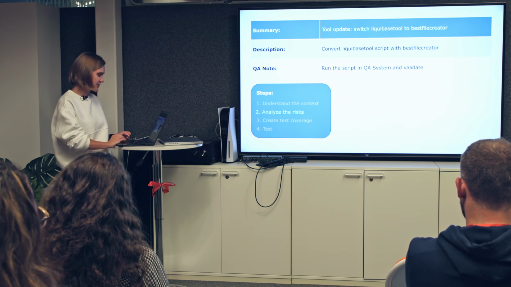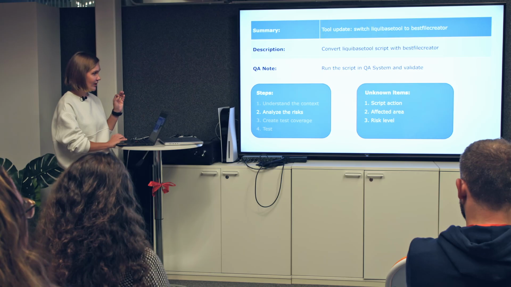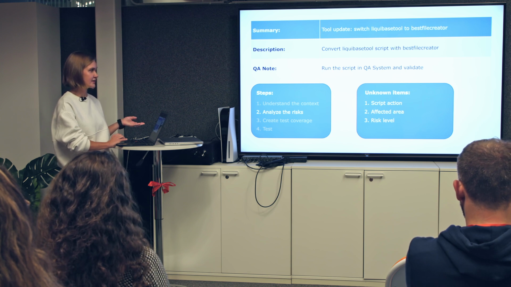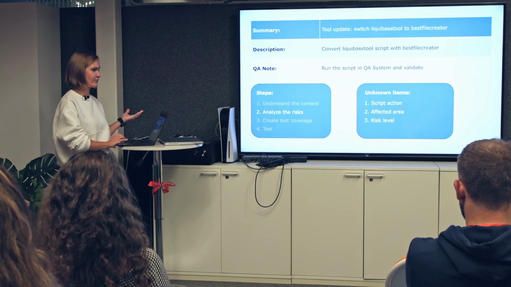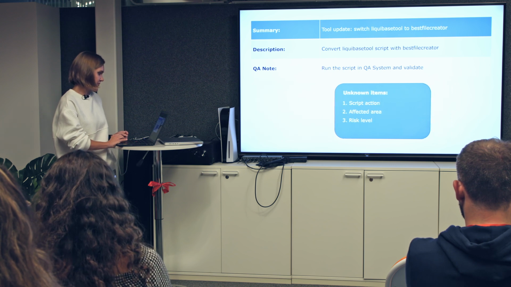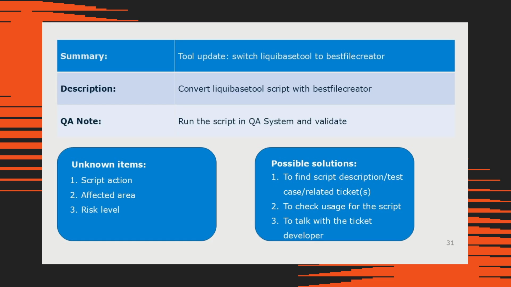Next step, analyze the risk. I still don't know several topics here because I can't understand the full script action. This blocked me from defining the affected area, and the script action's affected area blocked me from doing risk evaluation. I can't evaluate whether it is a high priority fix or not a very high priority fix. How to solve such kinds of problems? For example, script action, what can we do here?